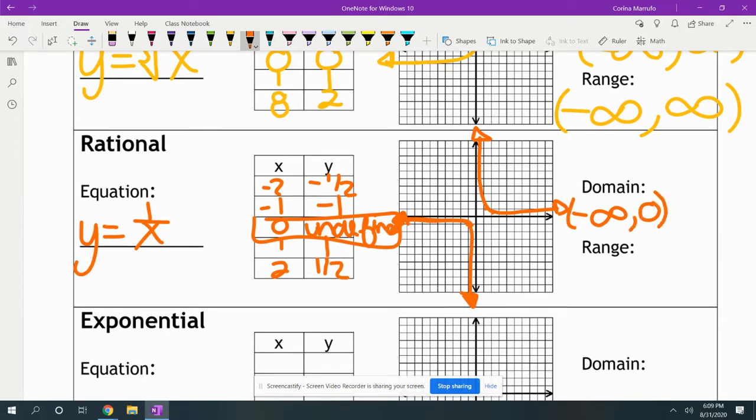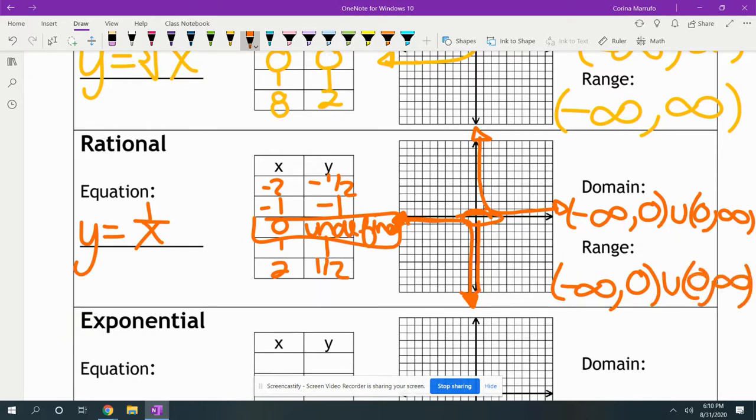Parentheses on both because it doesn't touch 0. Then you put the little u for the union, and then it continues 0 to infinity again. Same thing for your range. It goes down to -infinity. That's where it starts. It goes up. It gets to 0, but it doesn't cover any area there. Okay? So it's going to go 0. It cannot touch 0, so it just starts back up and goes all the way to infinity. All right.